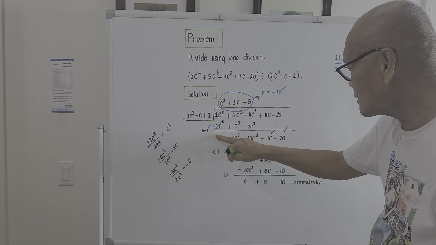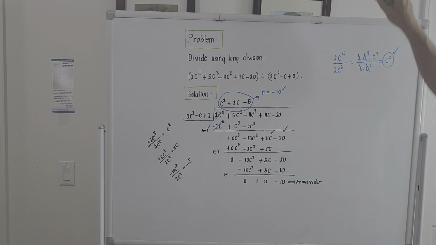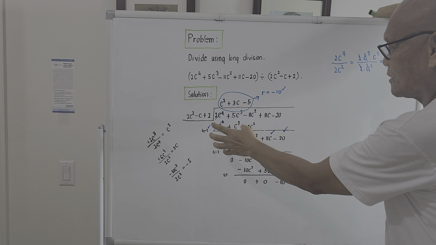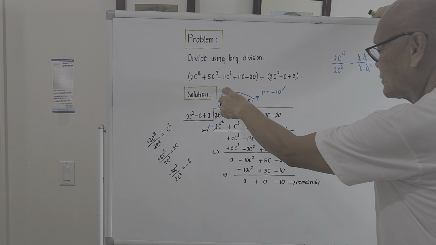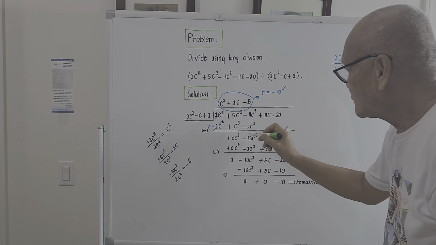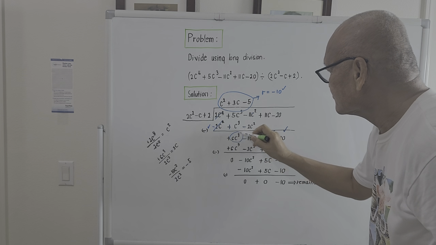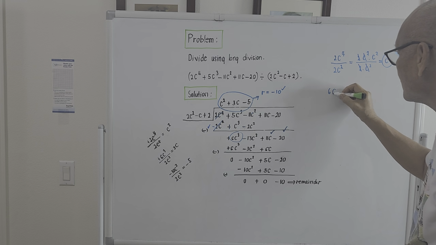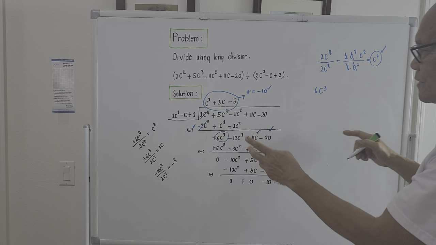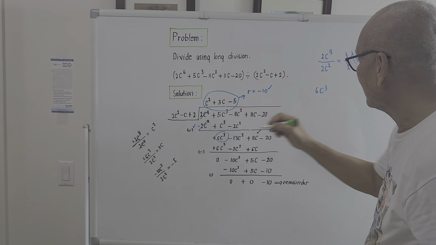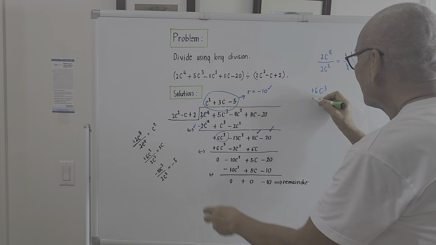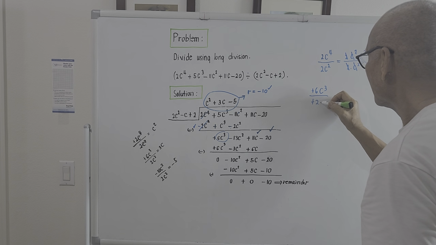This is now 0, so this is gone. The power of c decreased in power by 1 because we got the first partial quotient already. So how do we know the next partial quotient? We'll take this one, 6c cubed. Am I still in camera? The first divisor should be 2c squared. This is plus, right? So this is plus 2c squared.